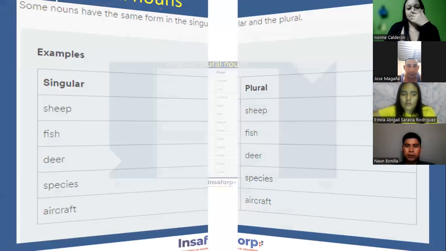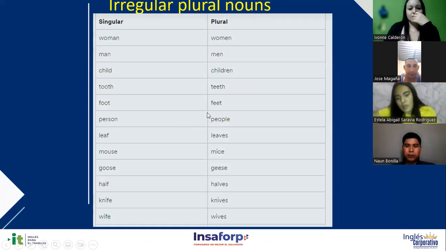Now let's continue. Then here we have more examples. Aquí tenemos más ejemplos. Woman, you don't say woman's. Woman's. No, no, no, no. Teacher. Yes?